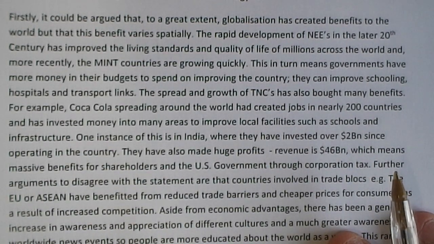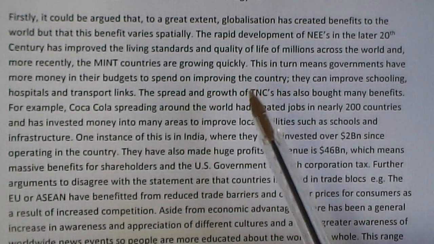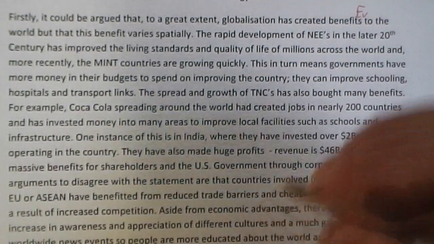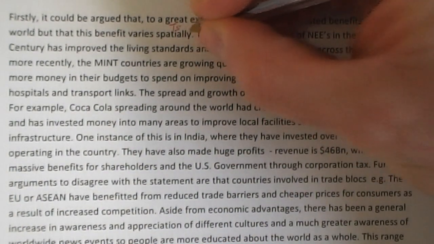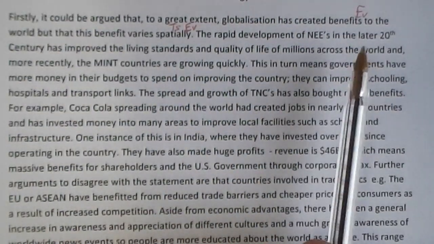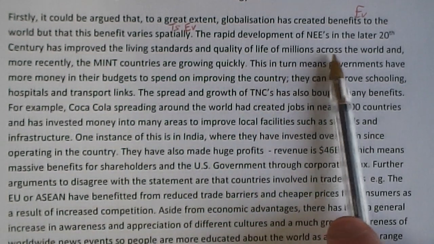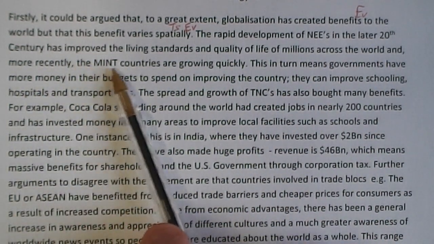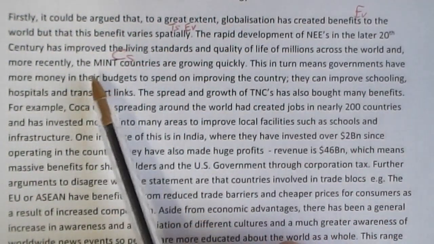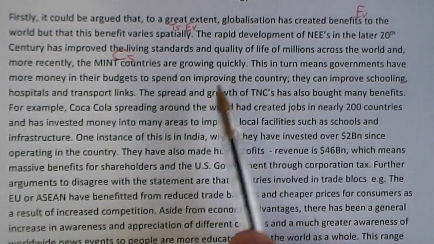Firstly, it could be argued that, to a great extent, globalization has created benefits to the world, but that this varies spatially. Right, this is creative benefits, so that's evaluation. It varies spatially, so that's temporal and spatial scale, and it's evaluating. The rapid development of NEEs in the later 20th century has improved the living standards and quality of life of millions across the world, and more recently, the MINT countries are growing quickly. So that's Mexico, Indonesia, Nigeria, Turkey, so it's a bit of case study there, and they're arguing as well, so it's a bit of evaluation.